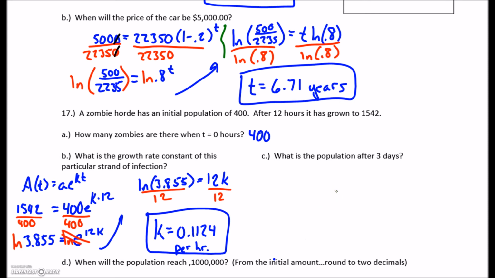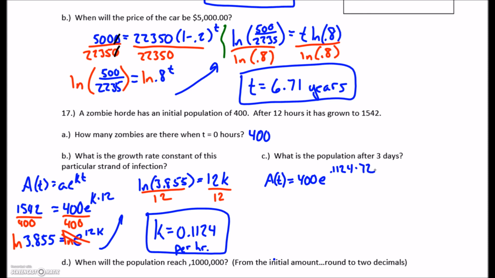So then when I approach this next one, it says, what's the population after 3 days? Well, in this one, I start off the same way. The initial amount here is going to be the 400, e to the 0.1124 multiplied by time. Well, because my k value was per hour, my time now has to be in hours. All right, so I can't plug in 3 for time. I have to plug in 72 for time. It's got to be in hours because my constant rate was per hour.